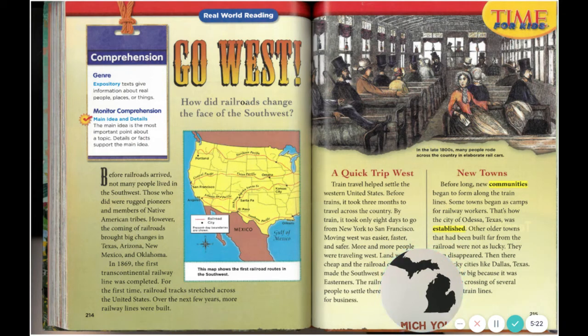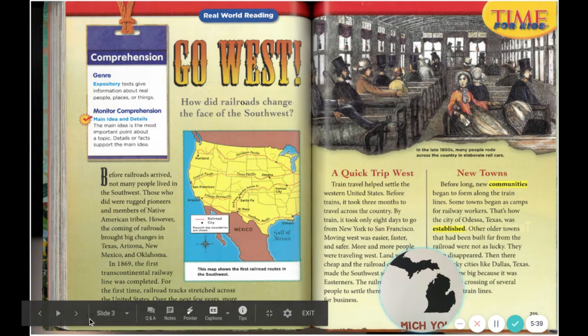They soon disappeared. But then there were lucky cities like Dallas, Texas. Dallas grew big because it was built at the crossing of several important train lines. So it was kind of an intersection of where all the trains met.